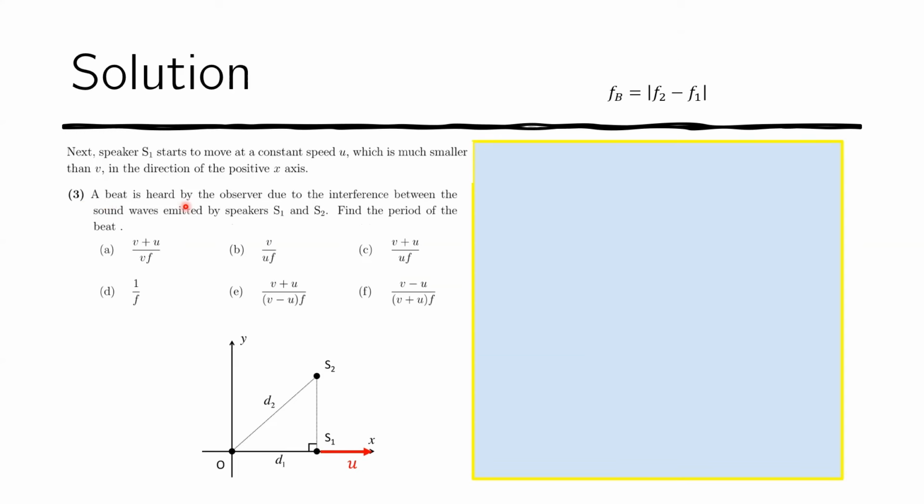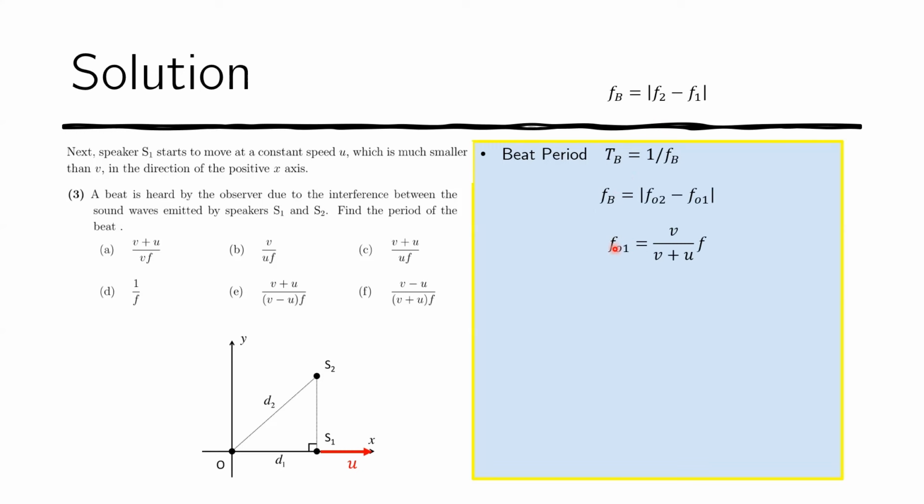A beat is heard by the observer due to the interference between the sound waves emitted by speakers S1 and S2. Find the period of the beat. We recall that we know the beat frequency to be this, and the period is just the reciprocal of that. And so we just solve for this one and get the reciprocal. So let's start by writing down what we already know.